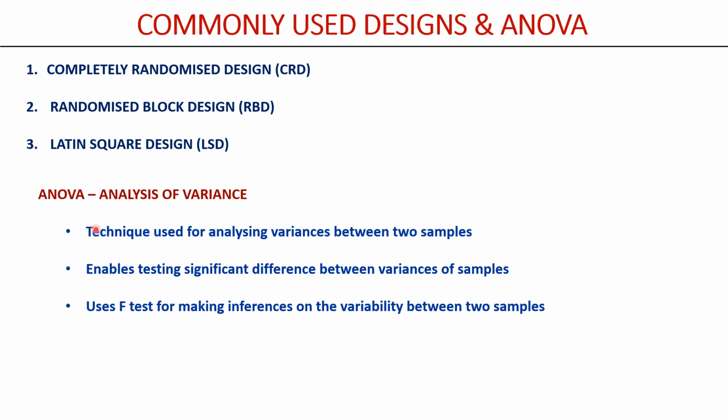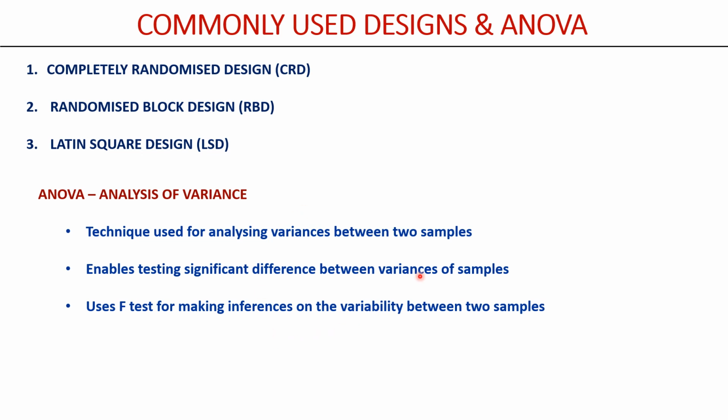ANOVA, in short, it is called. It's a technique used for analyzing variances between two samples. It enables testing significant difference between variances of samples, and it uses the F test for making inferences on the variability between two samples. Kindly note that this variability has to be reduced. We do not want to see much of variability in our experiment. So all our efforts are trying to minimize variability and improve consistency, improve the accuracy of the result, control the effect of extraneous variables, and minimize the experimental error.